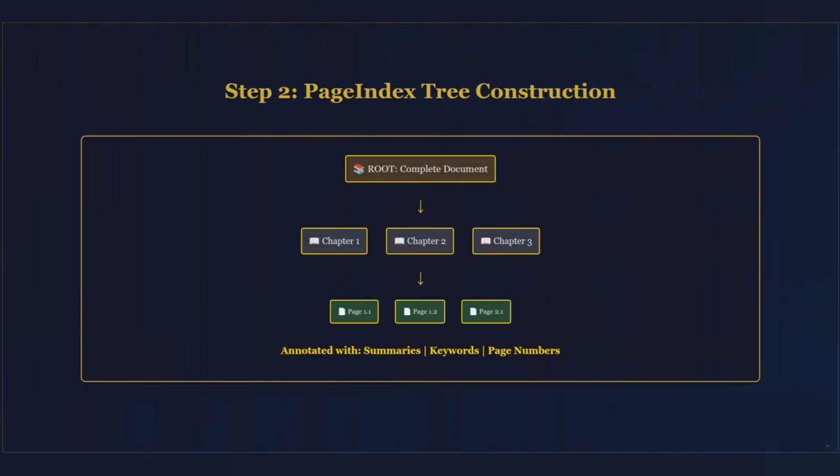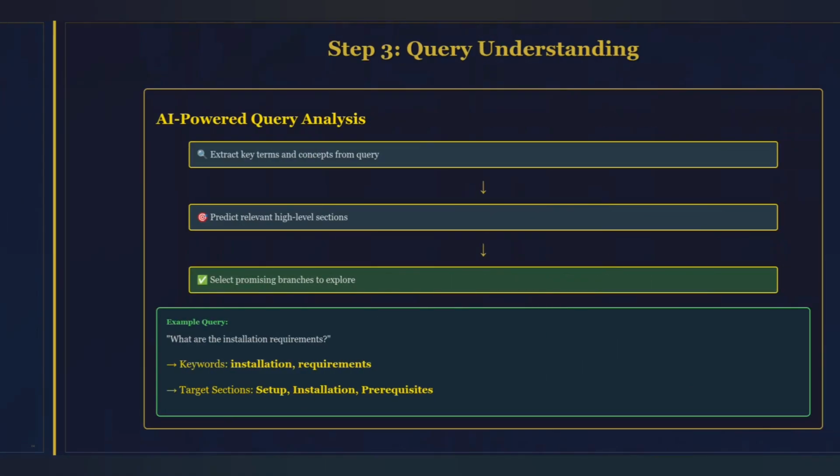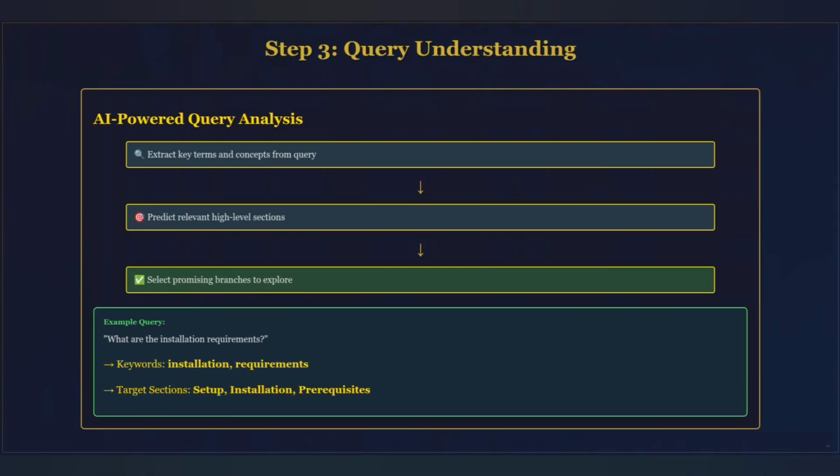The tree is annotated with metadata, summaries, keywords, page numbers, so the system knows what each node contains without reading everything. When a user asks a question, PageIndex doesn't just jump into searching. It thinks first. It extracts important keywords from the query. It identifies the core concepts being asked about. It predicts which high-level sections are most likely to contain the answer.